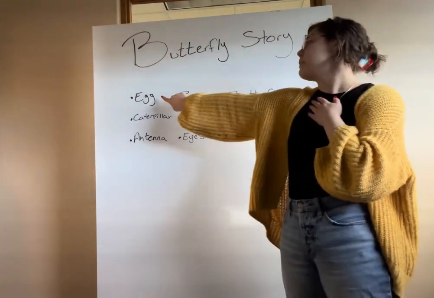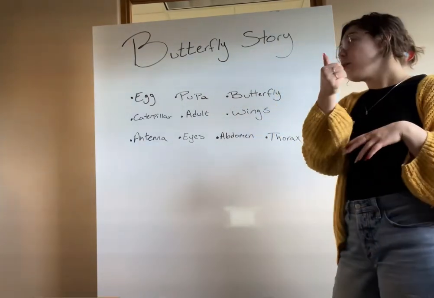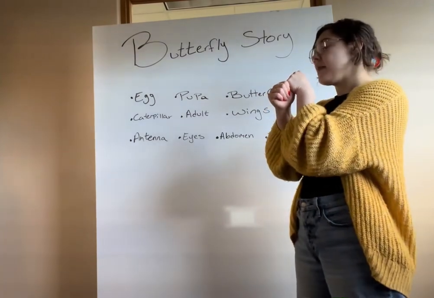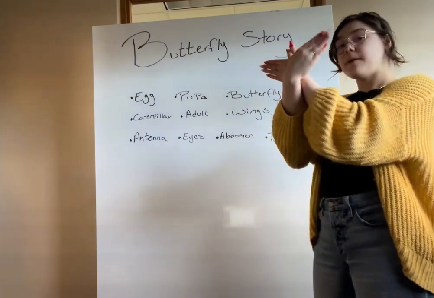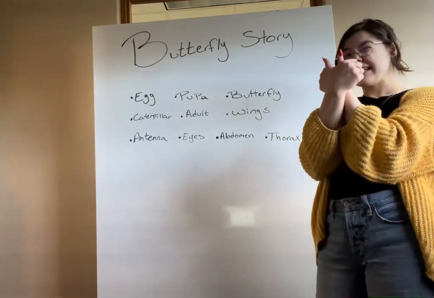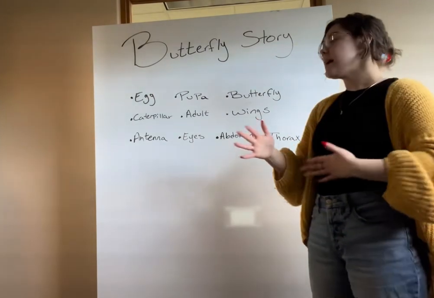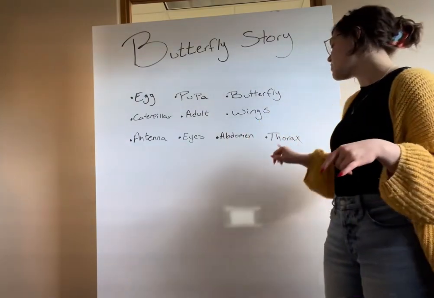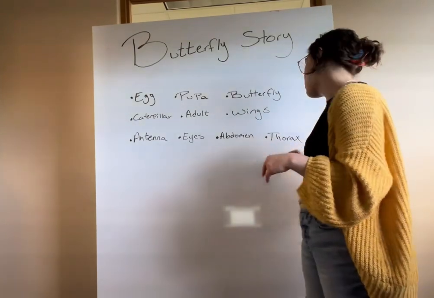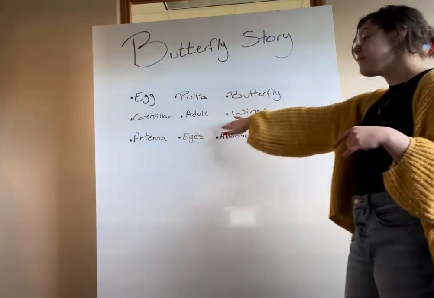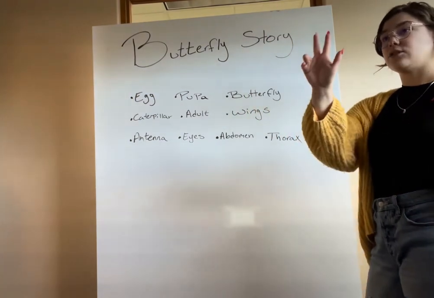Our first word is egg, remember the egg. Our second word is caterpillar. Our third word is pupa. And then into the adult, which is the butterfly. Remember, it flaps with its wings. It has its little antenna. It has its eyes that help it see. Just like our tummies, we have abdomen. And then last, our big word that we just learned, thorax. Remember, we just defined that, thorax. You can take any of these words. You don't have to use all of them, but you do need to use 3 to write a science story.